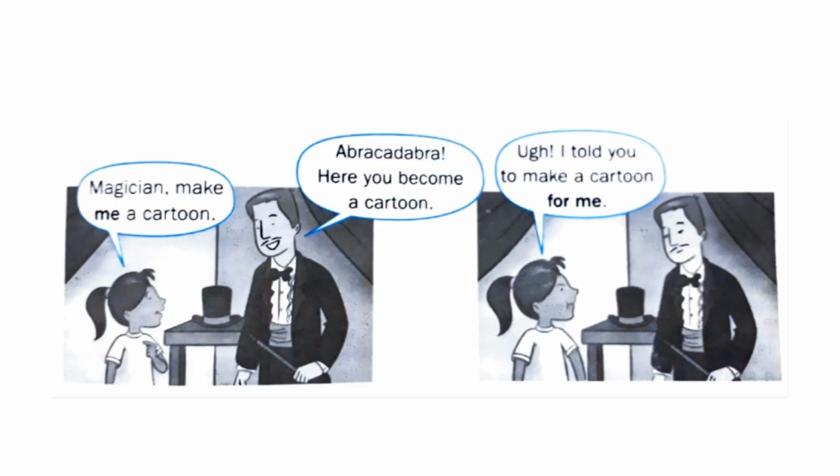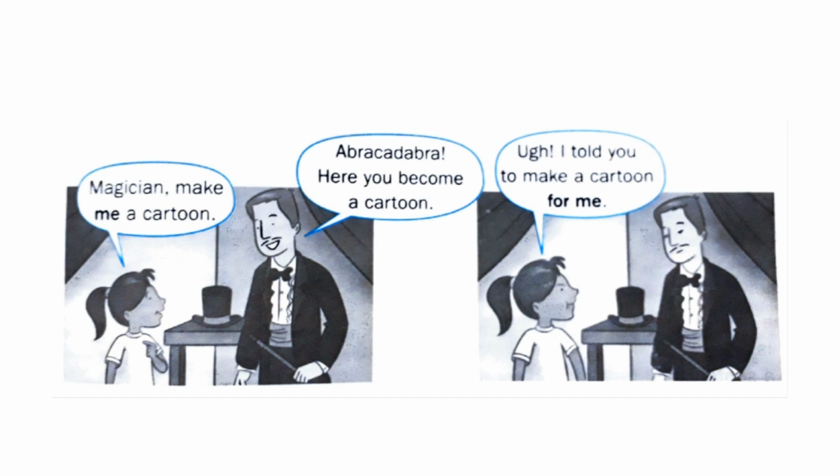Now before we end, let us go back to that interesting conversation that we saw in the beginning between the little girl and the magician. Here the little girl is telling the magician, "Magician, make me a cartoon." Let us analyze that sentence. You is the subject which is understood. Make is the verb and there are two objects, me and a cartoon. One object may be a direct object and another an indirect object.